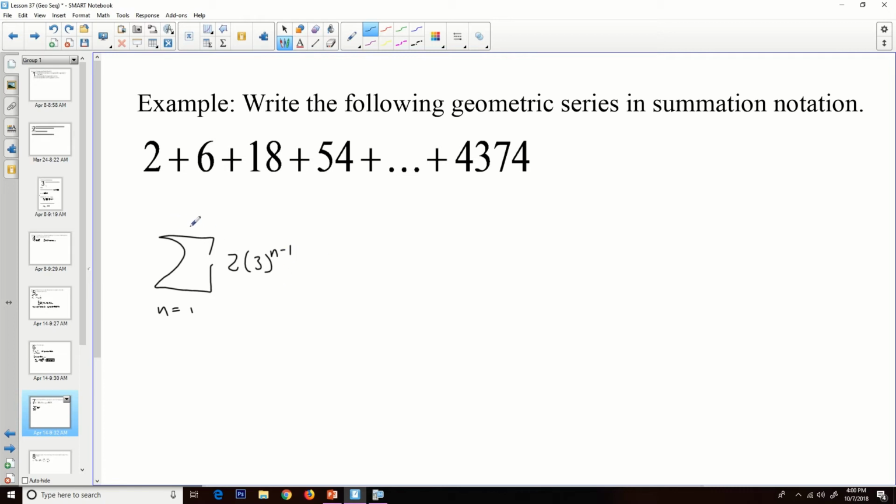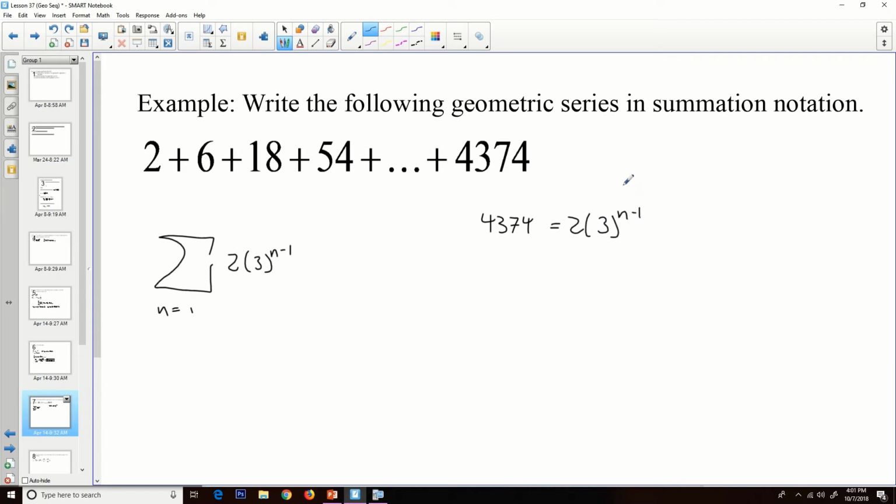Well, this is the nth term. This is the last term in that series. So I got to figure out what the n is. We're going to say that our nth term is 4374. That's the nth term. Our equation to calculate that is 2 times 3 to the n minus 1.